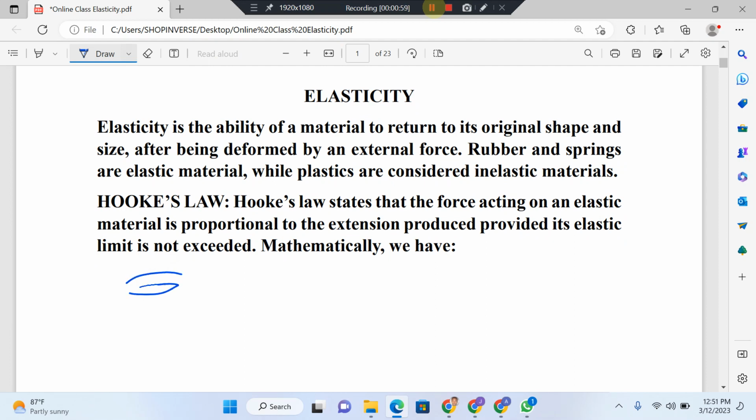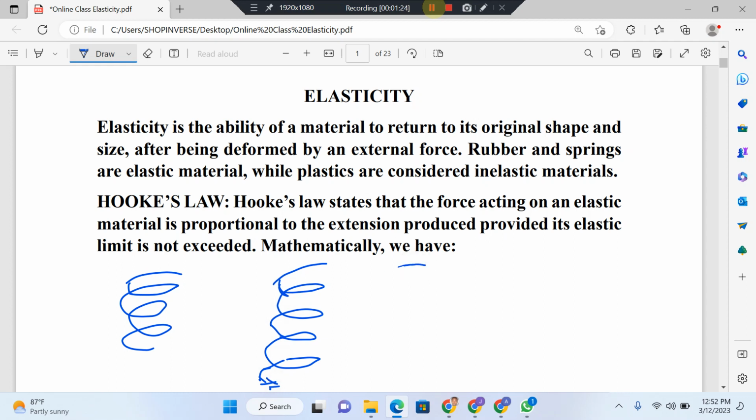That simply means if you have a spring and you apply a force to the spring to cause it to extend, if you pull the spring, it would expand. Why? Because the spring is an elastic material. And if you release the spring, it will return to its original shape. That is common to every elastic material.